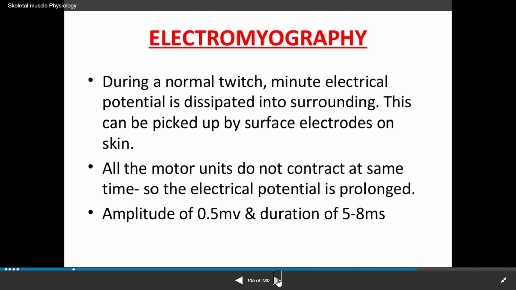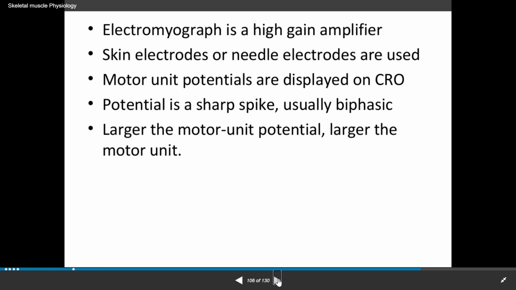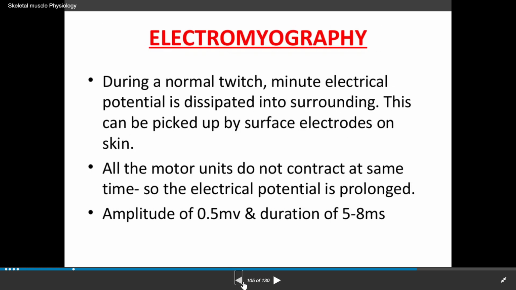Electromyography: during a normal twitch, minute electrical potential is dissipated into the surroundings. This can be picked up by surface electrodes on the skin. So EMG is also very important. All the motor units do not contract at the same time, so the electric potential is prolonged. This is EMG, electromyography.